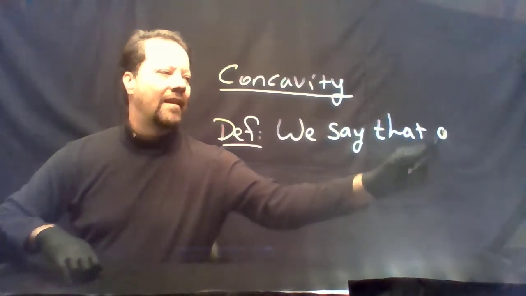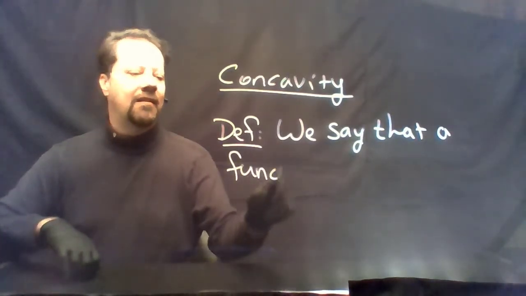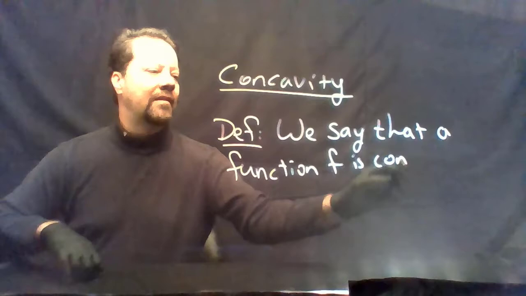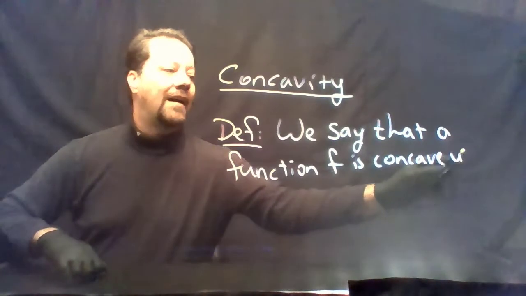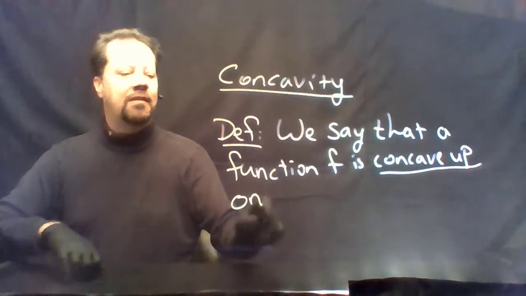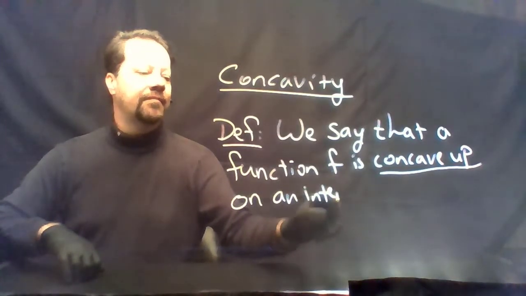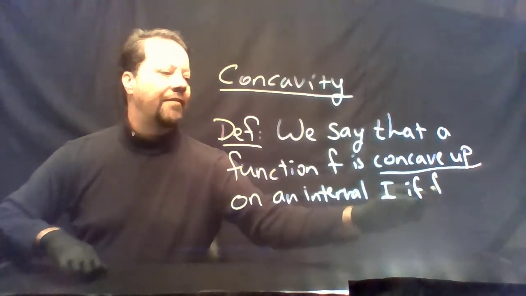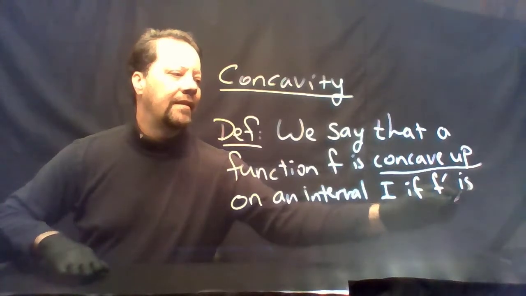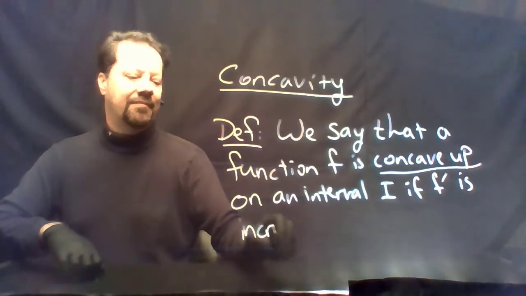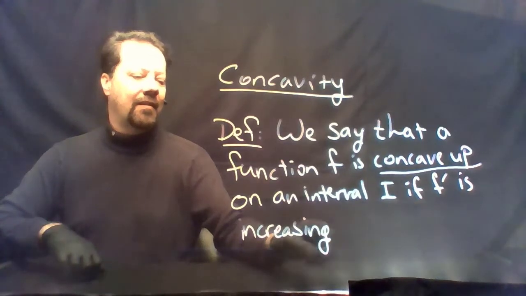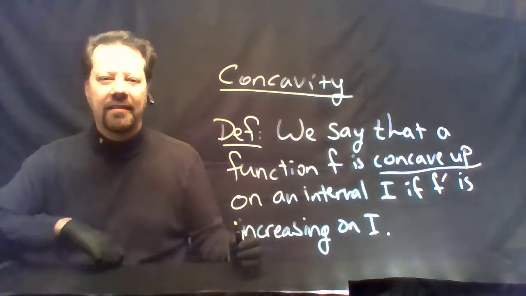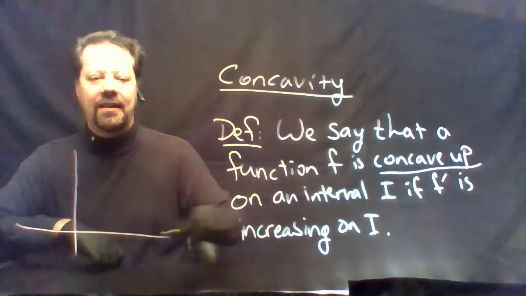We say that a function f is concave up on an interval I if f prime is increasing on the interval I. The picture is as follows.